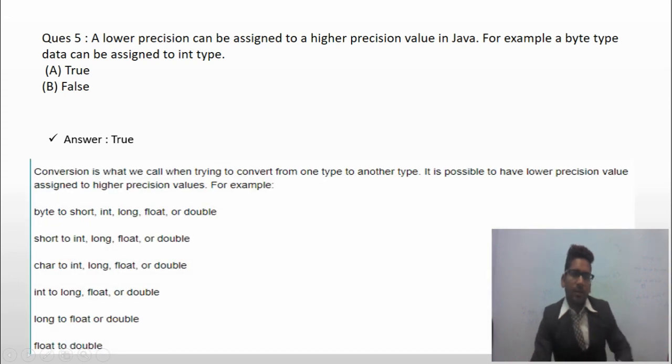See, we are saying a lower precision can be assigned to a higher precision value. It means a lower precision like byte to short, int, long, float or double because they are higher precision than byte, as well as short to int, long, float or double, and so on and so forth. So in the last one we have float, which has lower precision than double, so that can be assigned to high precision.